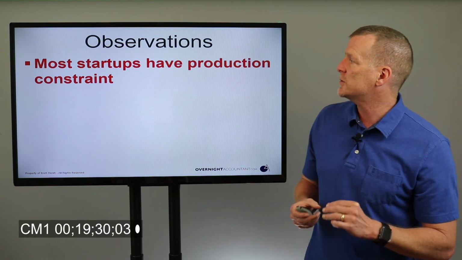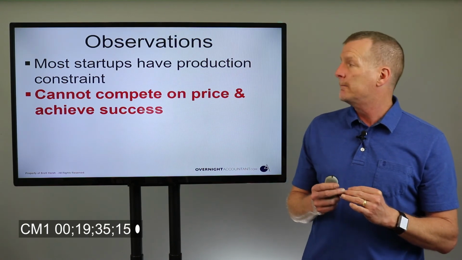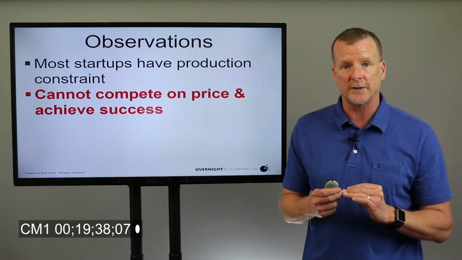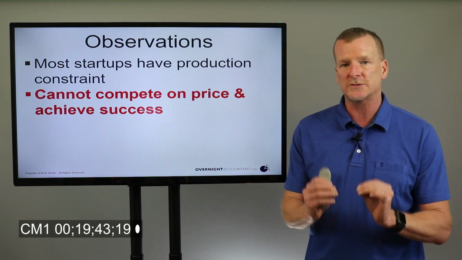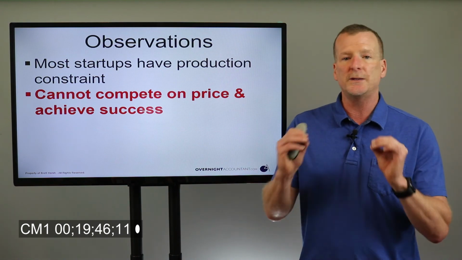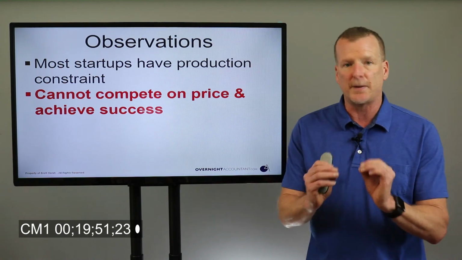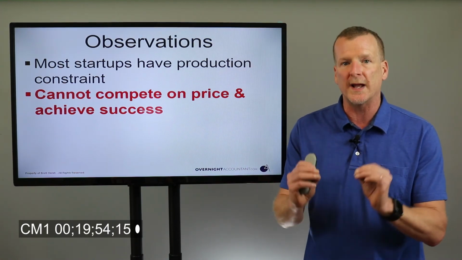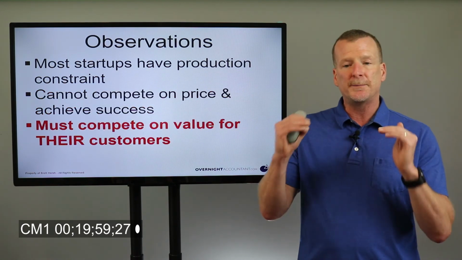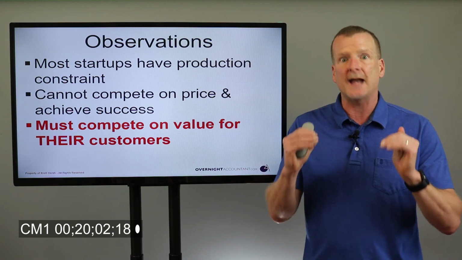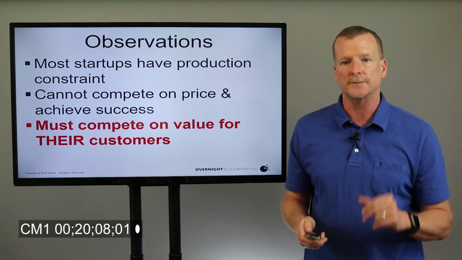Some more observations. Most startups have a production constraint. You do. You just have to determine what it is, and that's part of this lesson. And most small business owners, as a result of that production constraint, really can't compete on price and achieve success. It's what I tell clients all the time, students all the time. There can only be one Walmart. If everybody's competing on price, you're in a race to the bottom. Congratulations, you don't want to win that race. Most cannot compete on price and achieve success. Most must compete on the value they add, the customer experience for their customers, finding their customers, creating experience. Pillar 2, the customer experience.